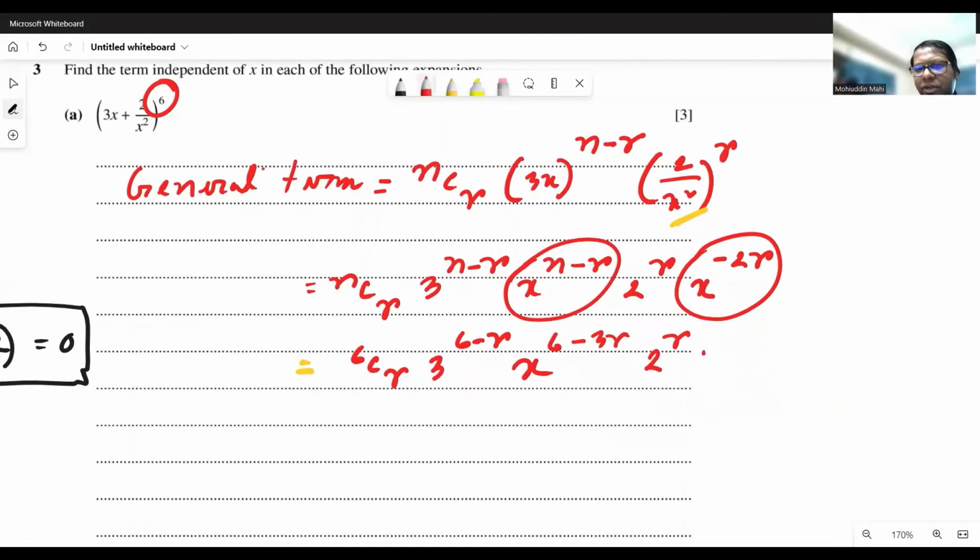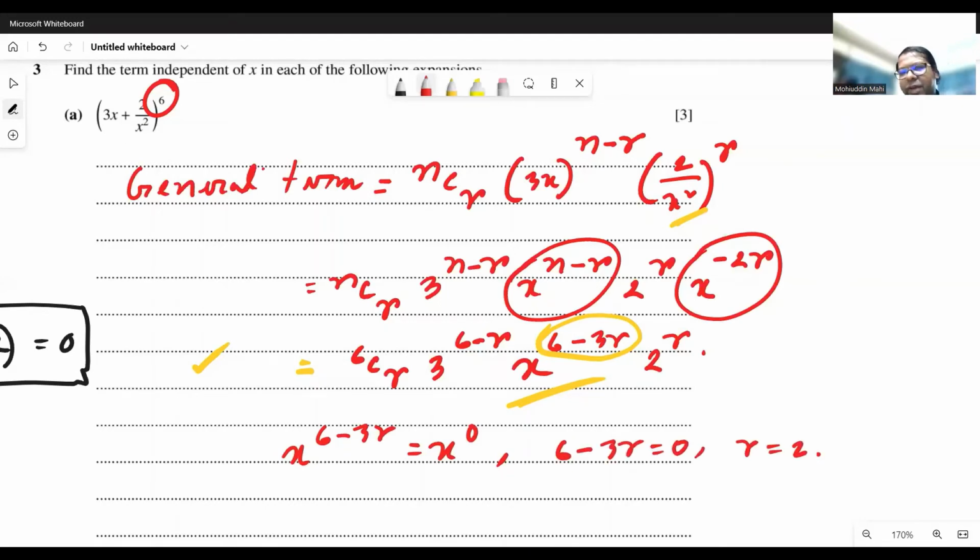Now for the term independent of x, that means the x related term cannot be here. So the power of x has to be 0 here, right? Otherwise we are not going to get such a term. So for getting the term independent of x, the power of x has to be 0. x to the power 0 is 1. So x to the power 6 minus 3r equals x to the power 0. 6 minus 3r equals 0. So r equals 2. So if the value of r is 2, then this general term will be the term independent of x.